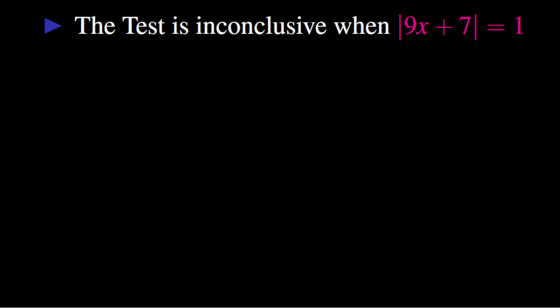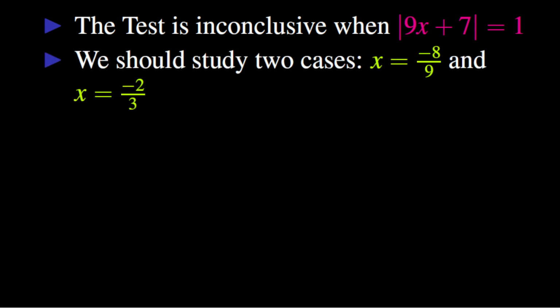Given that the ratio test is inconclusive when the absolute value of 9x + 7 is equal to 1, the series may converge or diverge at the endpoints of the interval of convergence. We will now study two cases, when x is equal to -8 over 9, and when x is equal to -2 over 3.